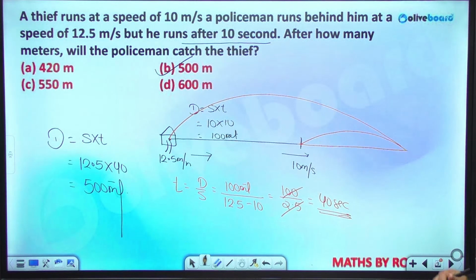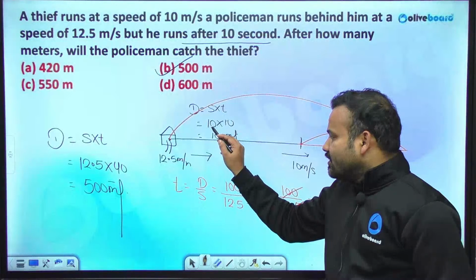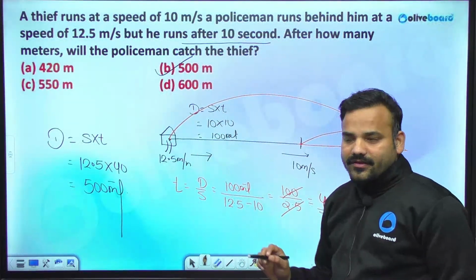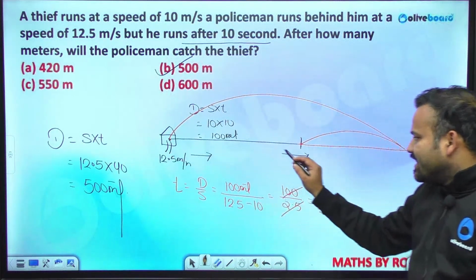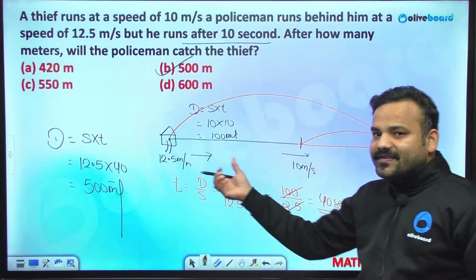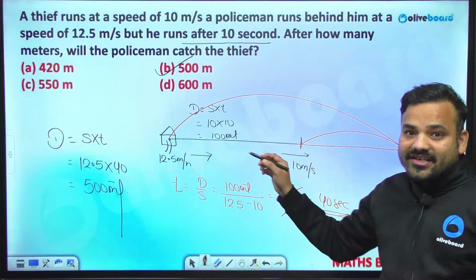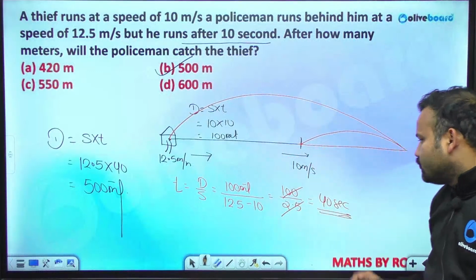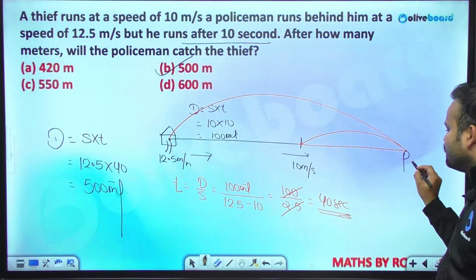So this is the question of chasing. The thief, with a speed of 10 meter per second, took a lead of 100 meter. The policeman was way behind. He has a speed of 12.5 and the thief is running at a speed of 10 meter per second. So the relative speed is minus, that is 2.5, because the direction is same. The moment the direction is same, the relative speed will reduce. So in just 40 seconds, this particular thief will be caught at this point P.